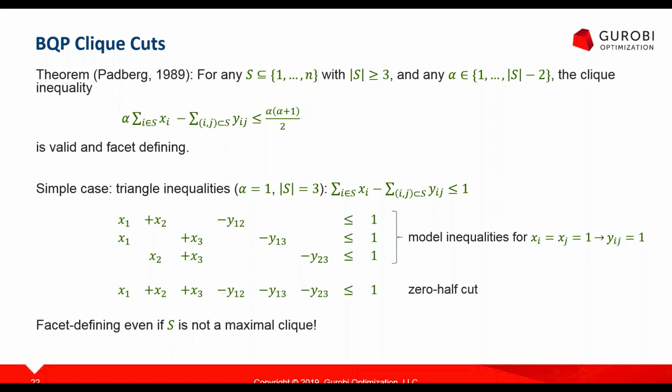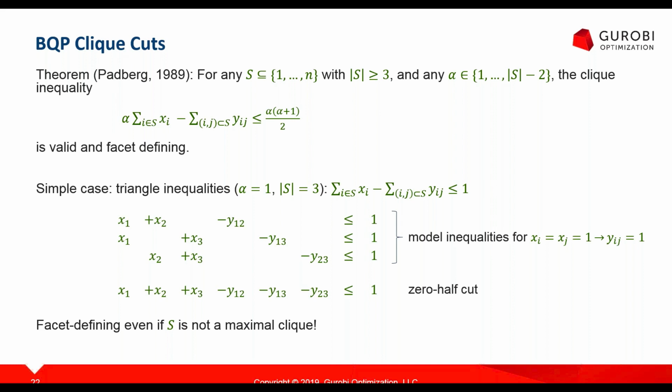Now you can divide it by 2. You get coefficients of 1 for the x, coefficient of -0.5 for the y's, and the right-hand side of 1.5. So then you round down the fractional coefficients of the y's to -1, and you round down the right-hand side to 1, and that's your zero-half cut, which is exactly the triangle inequality. Okay, and these triangle inequalities are also facet defining for the BQP, even if S is not a maximal clique.